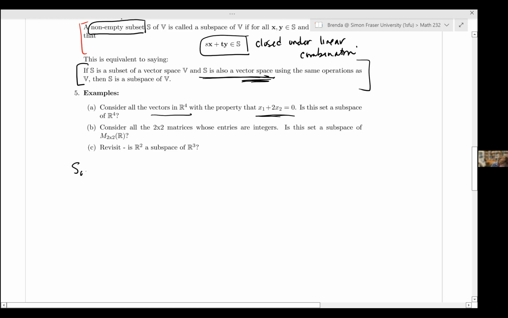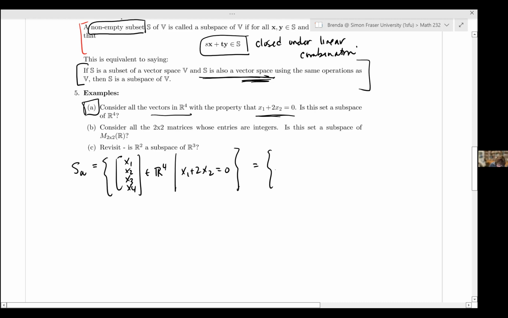I'm going to call this set that we're collecting S sub A, because it's example A. That is the set of vectors x1, x2, x3, x4 in R4 such that x1 plus 2x2 is equal to 0. Another way I could write that is, looking at the constraint on the first two variables, that is equivalent to saying that x1 is minus 2x2. So I can put x1 as minus 2x2, x2, x3, and x4. The general vector in this set S sub A looks like this, and x2, x3, and x4 are real numbers.